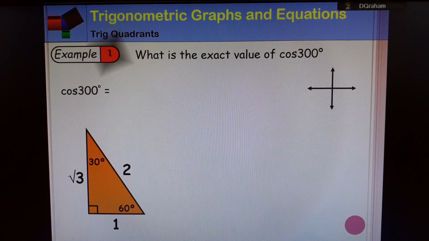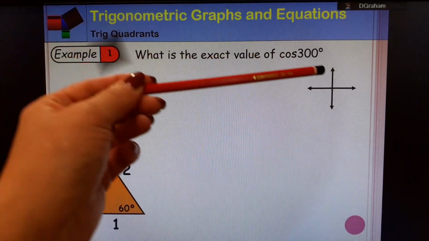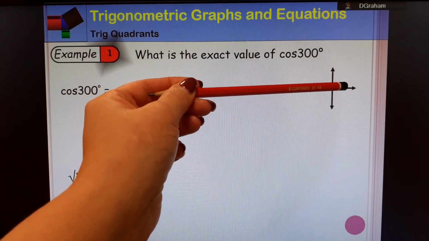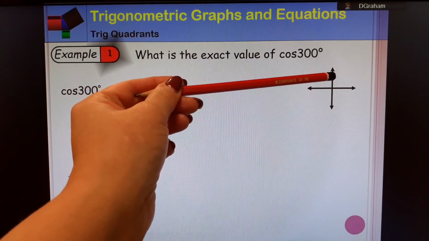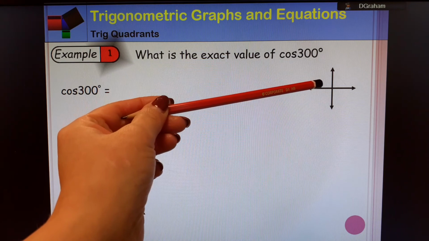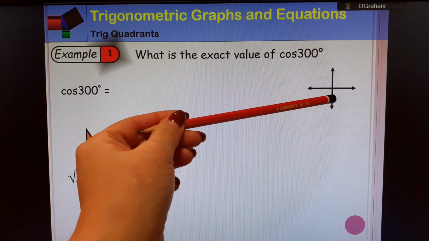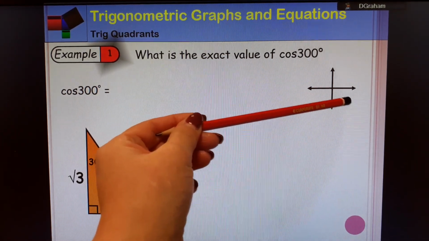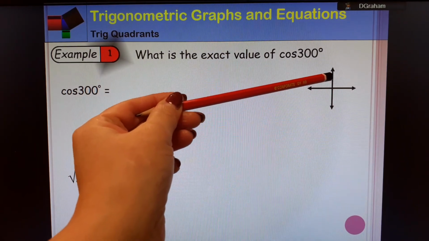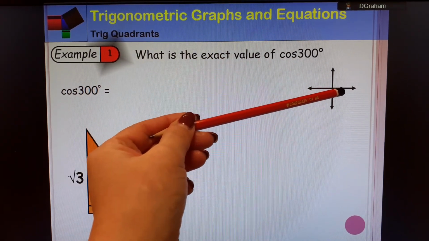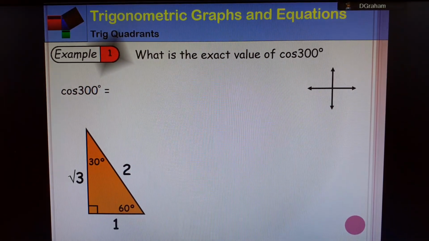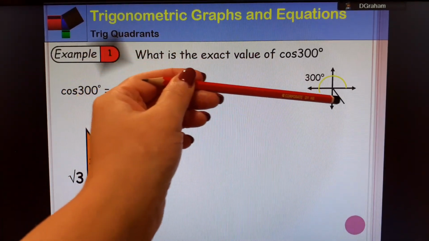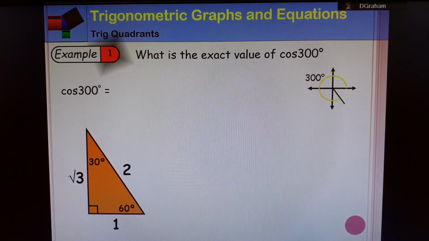So the cos of 300, let's try and mark in roughly where 300 would be on this diagram. Now remember, we go in an anti-clockwise direction. So from there to there would be 90. That would be 180, 270, 300 would be somewhere in here. So that big angle there would represent the 300. So we'll just draw that here. The yellow line shows the angle. That's an approximation for 300.